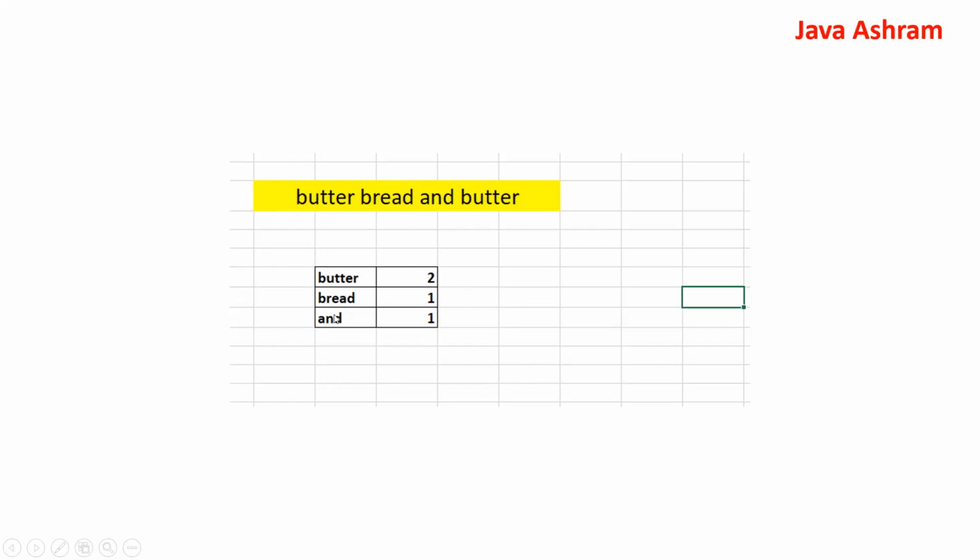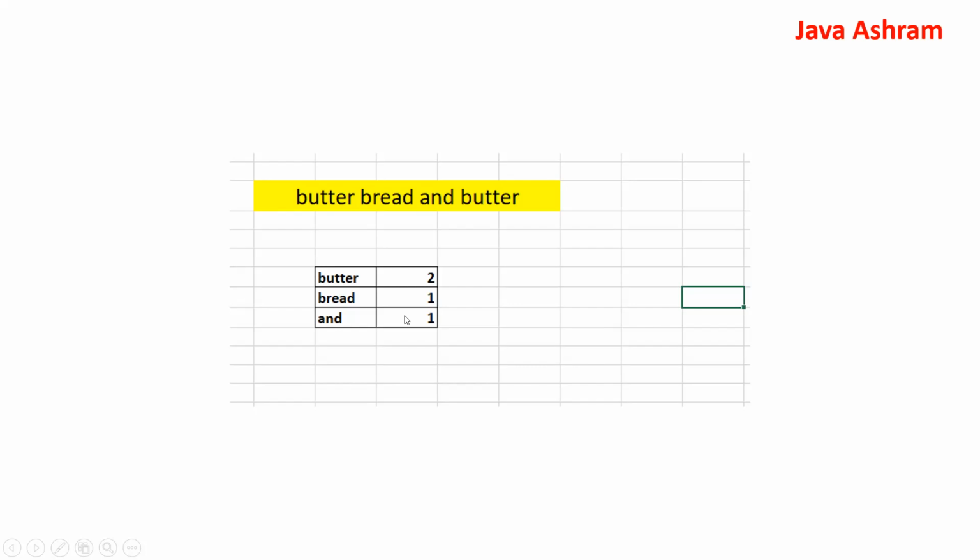Let's see the first word, butter, and its number of occurrences. Butter is the first word. This is the first time it occurs, and this is the second time. So the output should be butter 2. If you see bread in this string, the occurrence of bread is 1, and the occurrence of "and" in this string is 1. So the output should come like this.